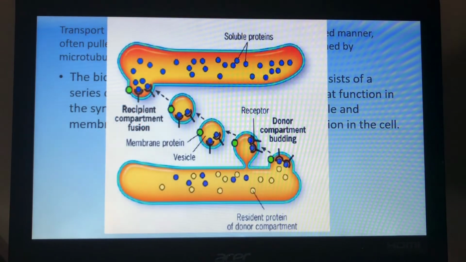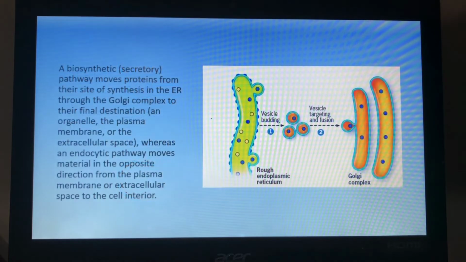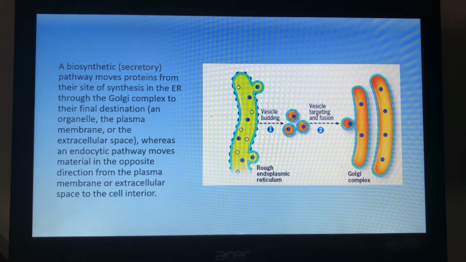As illustrated in the photo, materials are carried between compartments by vesicles or other types of membrane-bound carriers that bud from donor membranes and fuse with acceptor membranes. A biosynthetic secretory pathway moves proteins from their site of synthesis in the endoplasmic reticulum through the Golgi complex to their final destination: an organelle, the plasma membrane, or the extracellular space.